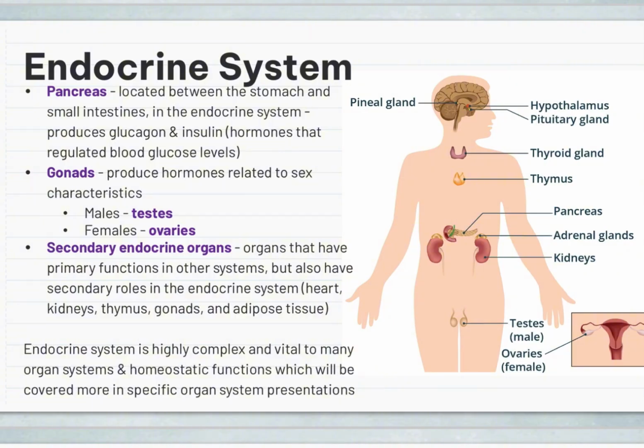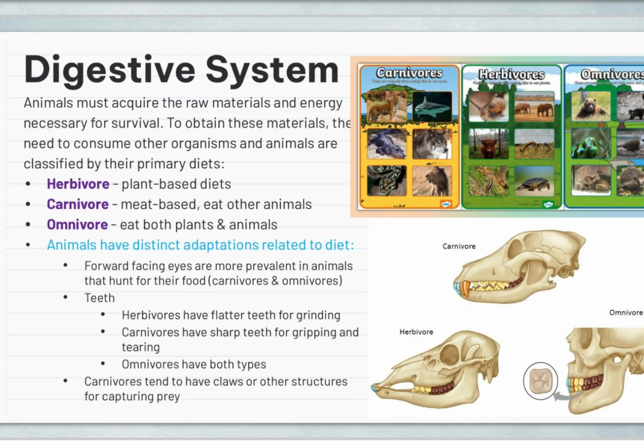Secondary endocrine organs are organs that have primary functions in other systems, but they also have secondary roles in the endocrine system, like the heart, the kidneys, the thymus, the gonads, and the adipose tissue. All of them are involved in the endocrine system, but they're not the main ones. We still include them because they're important to the endocrine system. Overall, the endocrine system is a highly complex process, and it's vital to many organ systems and homeostatic functions, which will be covered more in specific organ system presentations later on.